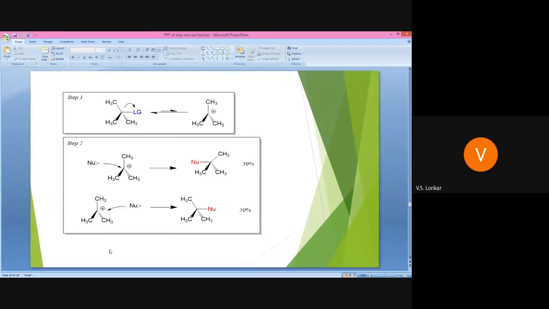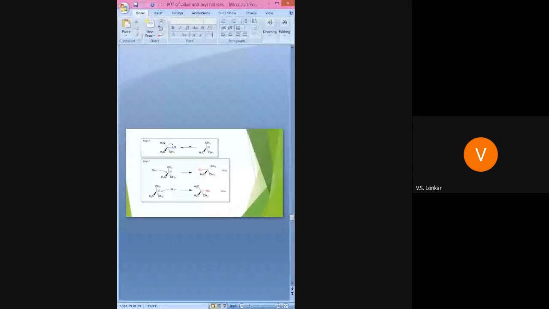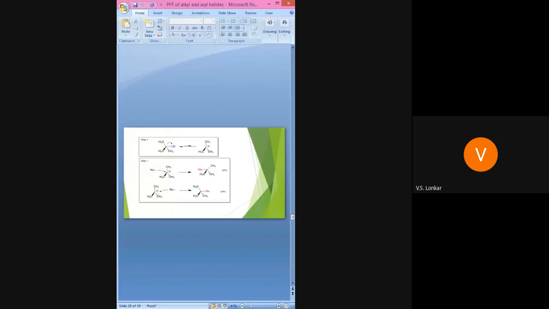Have you understood? Is there any doubt? Please tell me. Any doubt regarding the mechanism of the SN1 reaction?